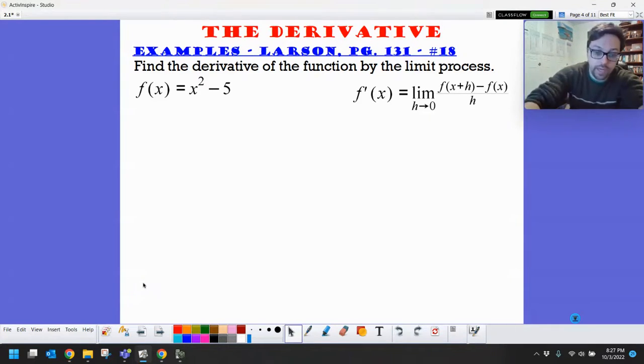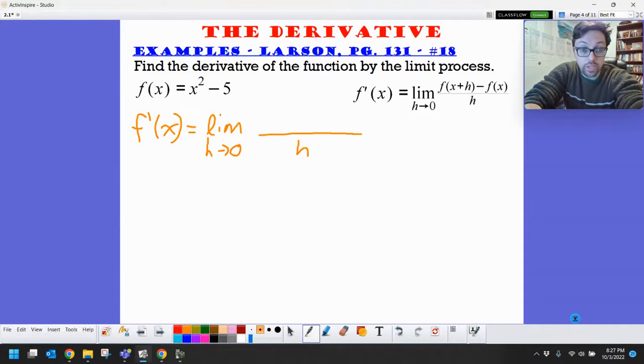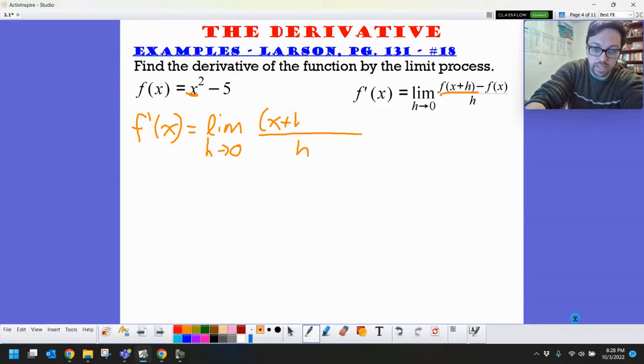In order to do that, I need to find the limit. The limit I'm looking for is f prime of x, so I need to start with what f of x plus h is. So I need to put an x plus h where that x is in my function. So right here on that x, we get x plus h squared minus 5. I'm just continuing on with that. Then I've got this piece minus whatever f of x is, so that's just our straight function as is. So minus x squared minus 5.